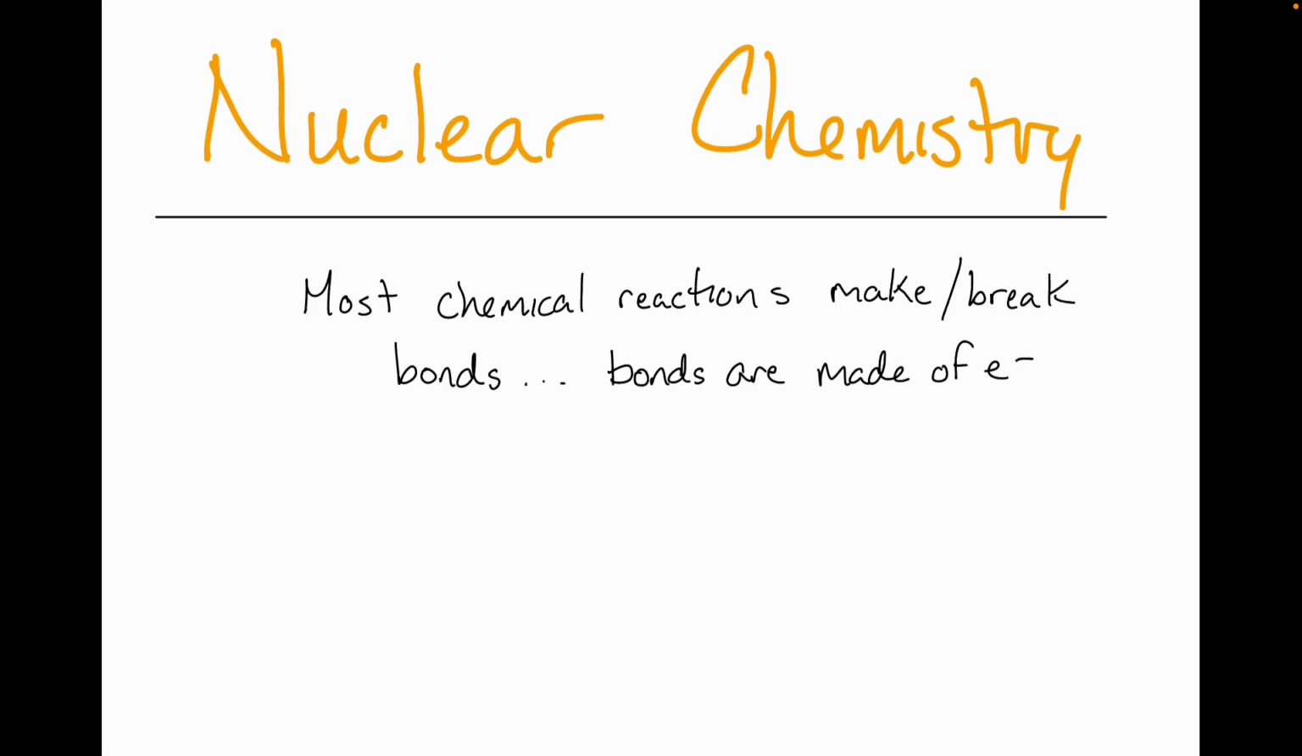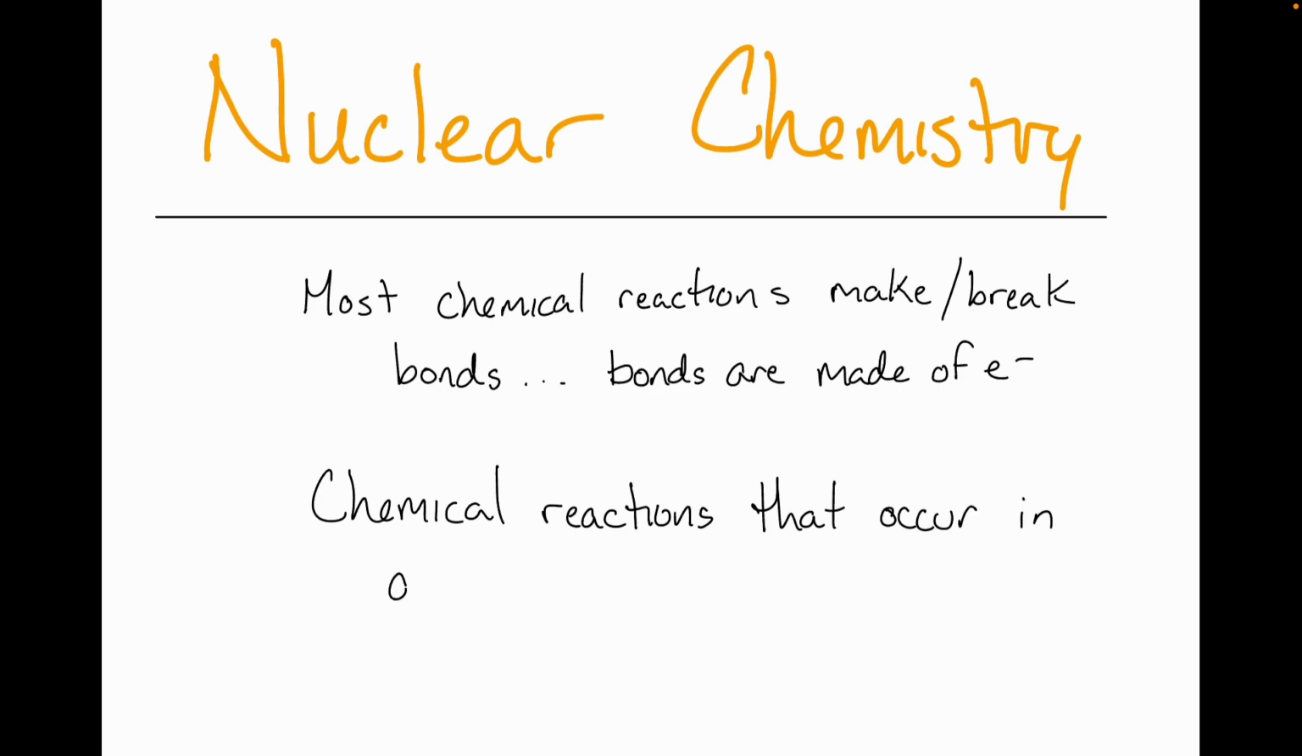All right, so that's the interesting bit about chemistry. That's most chemistry, is really just about making and breaking bonds which are made of electrons. However, there is this small subset of chemical reactions that occur within the nucleus of an atom. Okay? And chemical reactions that occur in an atom's nucleus are what we call nuclear reactions.